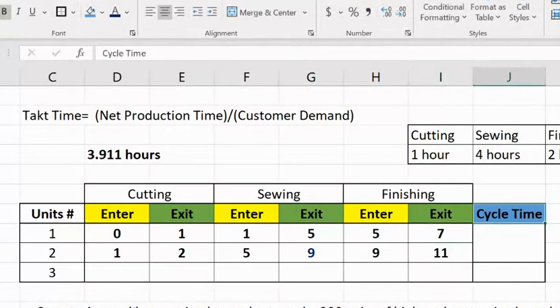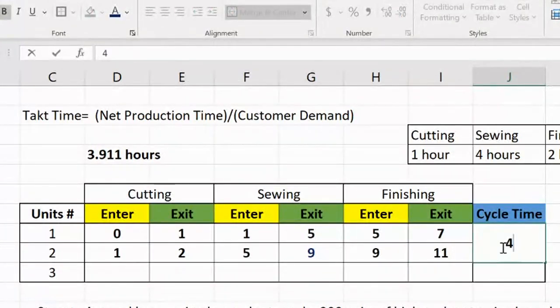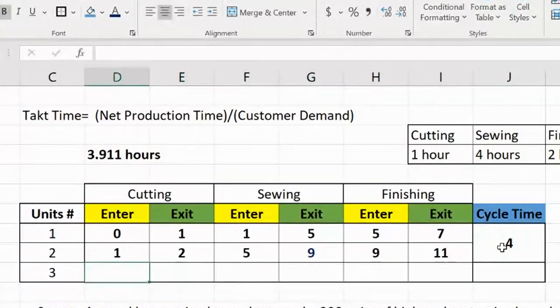So you can see the time between the first unit and second unit is actually 4 hours. And this is the cycle time. It is the time between two finished items. Now let's start with the third unit. Now what will happen with the third unit?